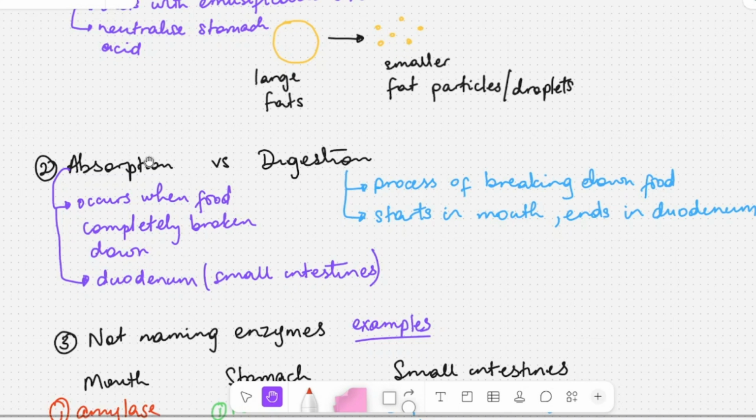Whereas absorption happens only after the food has been digested or broken down into particles that are small enough to cross from the lumen of the small intestines into the blood. So absorption occurs when the food is completely broken down, and it starts at the duodenum, which is the uppermost part of the small intestines, and it continues all the way through the small intestines.